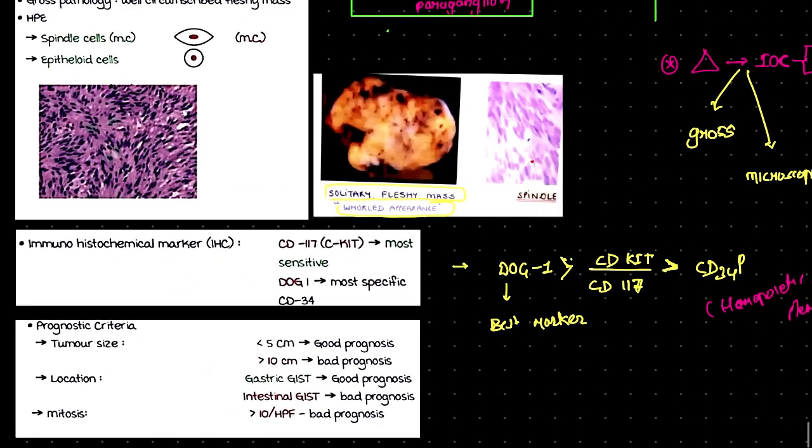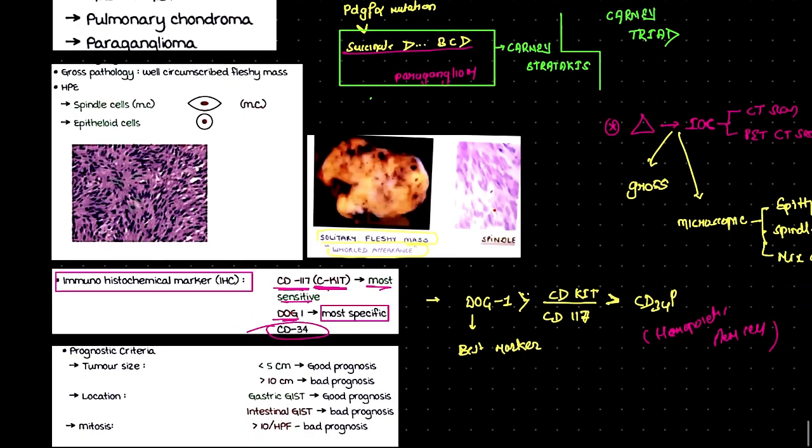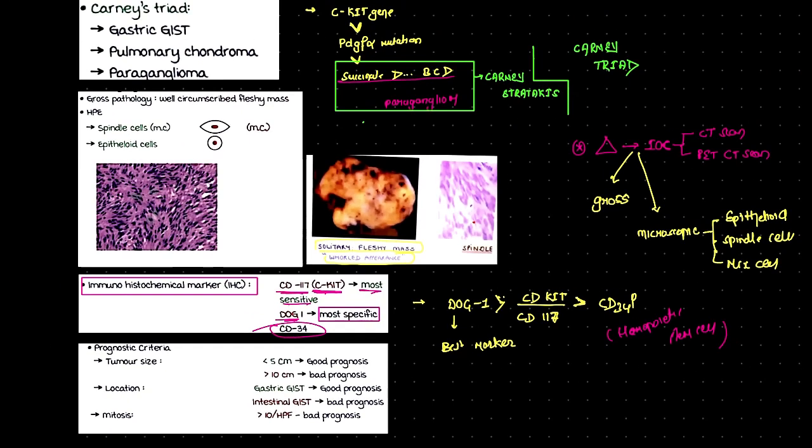So yes, we were talking about immunohistochemical markers. Talking about immunohistochemical markers, we said that this is our CKIT, also called CD117, and it is the most sensitive one, but the most specific and the best marker is our DOG1, right? And there is our CD34 also. Now we talked about immunohistochemistry. Now I would like to take you forward.